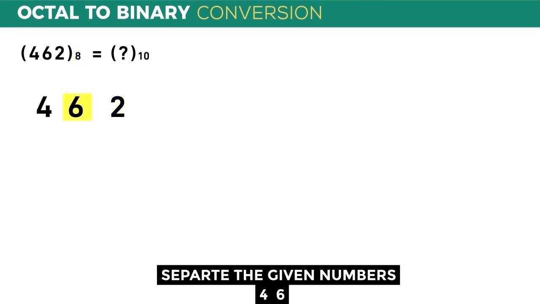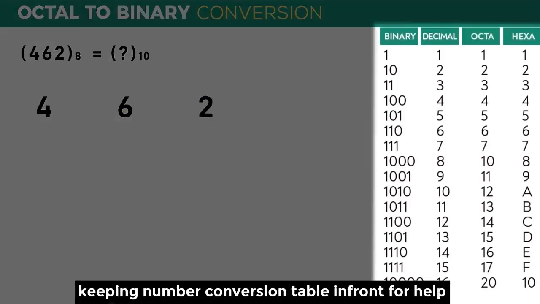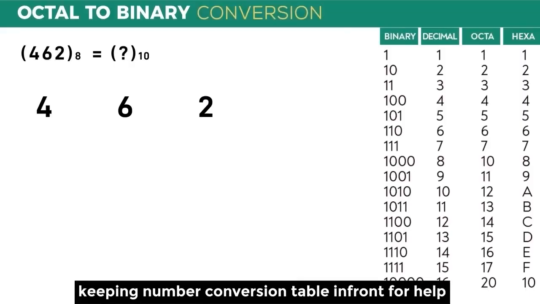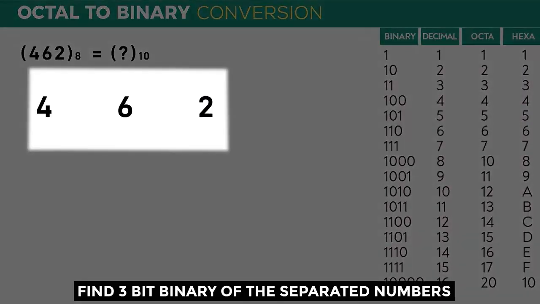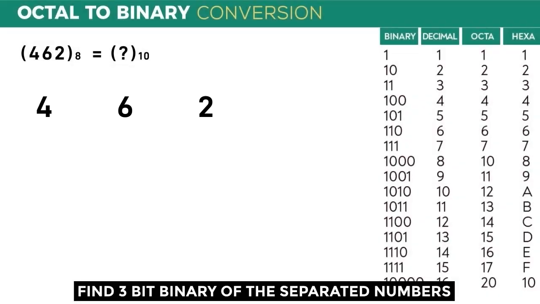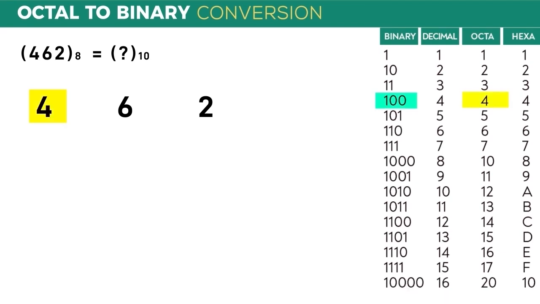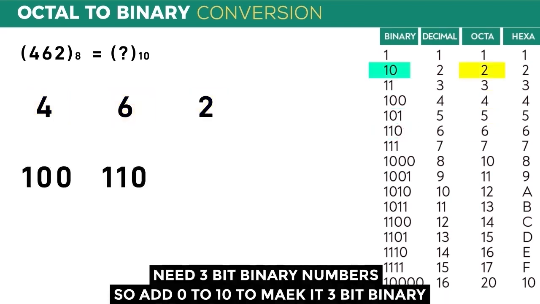Converting 462 to the binary equivalent. So what we will do is separate the given number 462. We will keep a chart of the number conversion system to help us. Now find the 3-bit binary of the separated numbers, which are 100 for 4, 110 for 6 and 10 for 2.